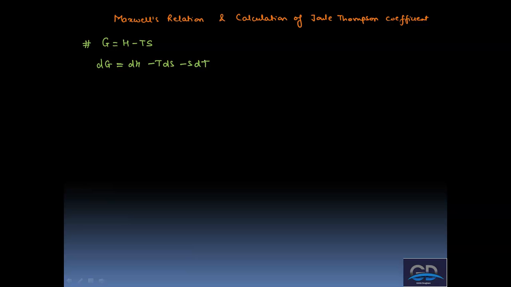Further, we know that enthalpy we define as the sum of internal energy plus pressure volume work energy. So if we differentiate this, we get dH is equal to dU plus PdV plus VdP. Call this equation number 1 and this equation number 2.